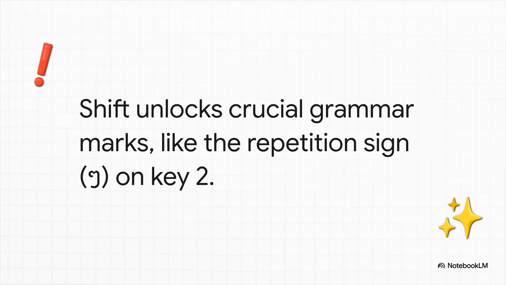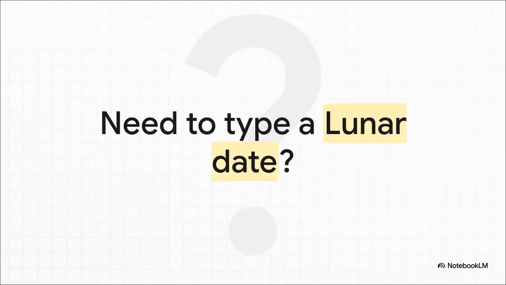But it's not just about letters either. Shift is also your gateway to vital punctuation marks that give structure to the written language. For instance, if you look at the number 2 key on the top row, pressing it normally just gives you the numeral 2, but holding shift and pressing 2, that unlocks the repetition sign, which is an absolutely essential piece of grammar in Khmer used to show that the preceding word or phrase is duplicated. So the shift layer is really where the grammar of the language truly comes alive digitally. So let's recap. We have letters, numbers, stacked characters, vowels, and punctuation.